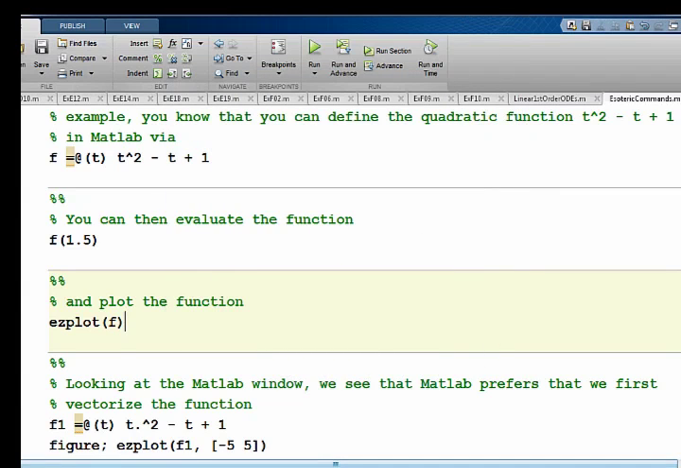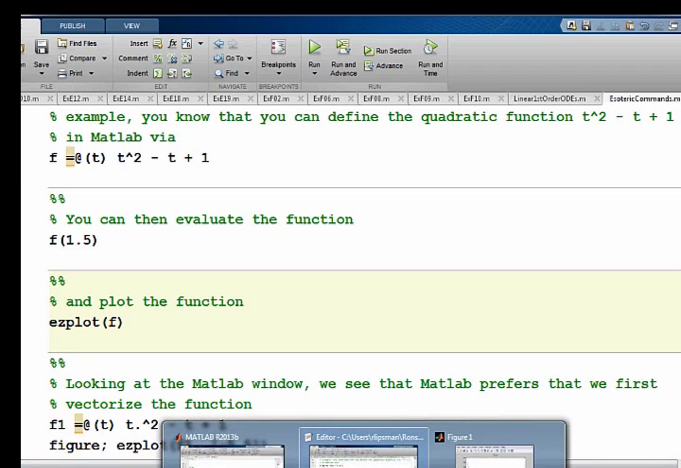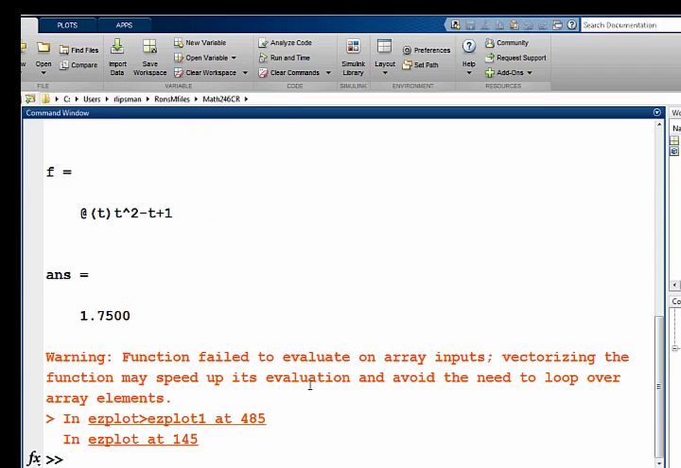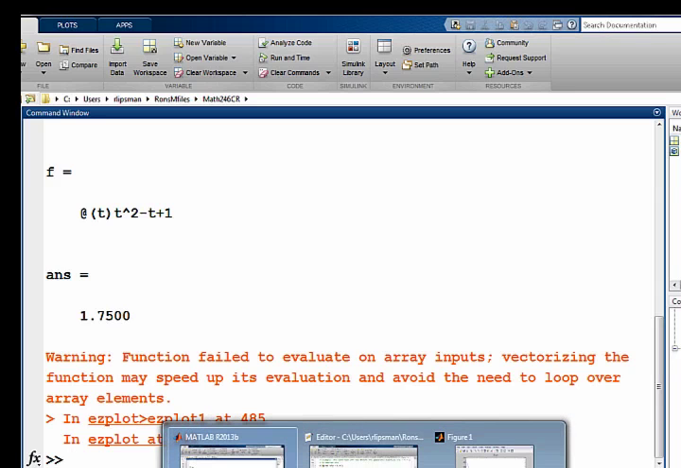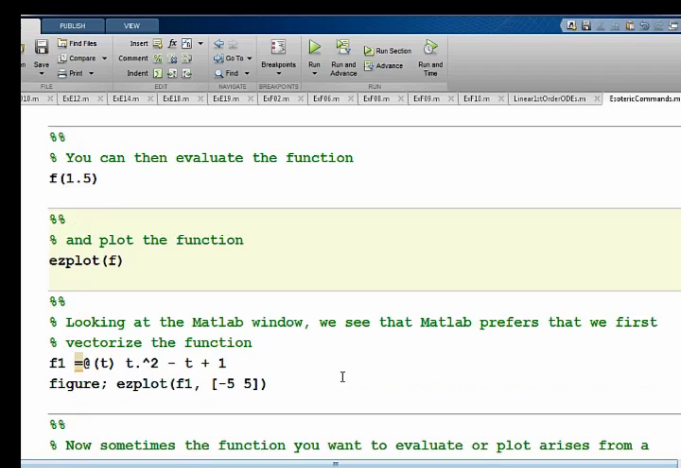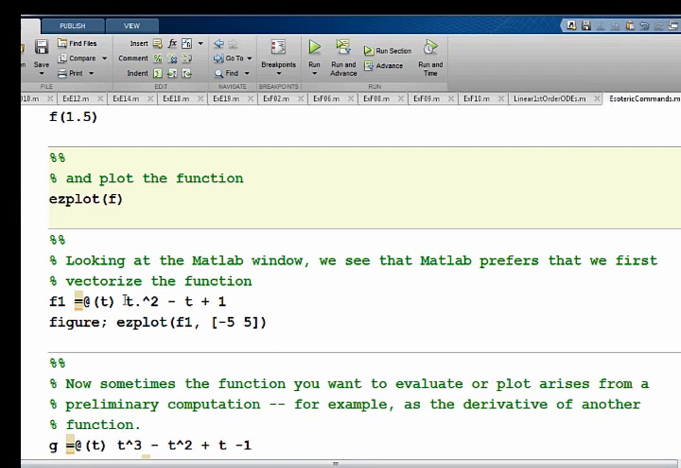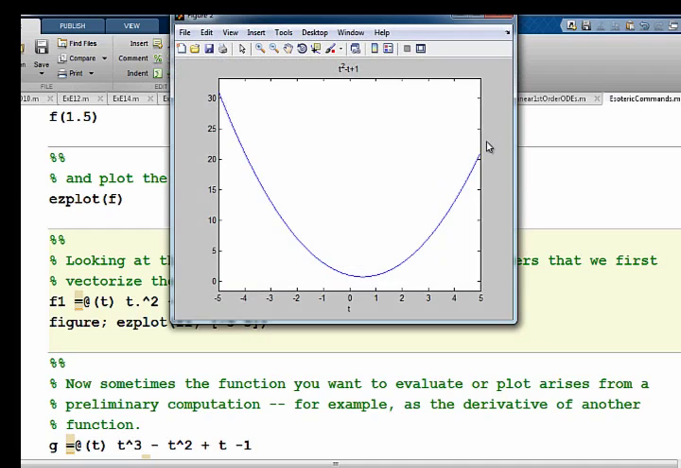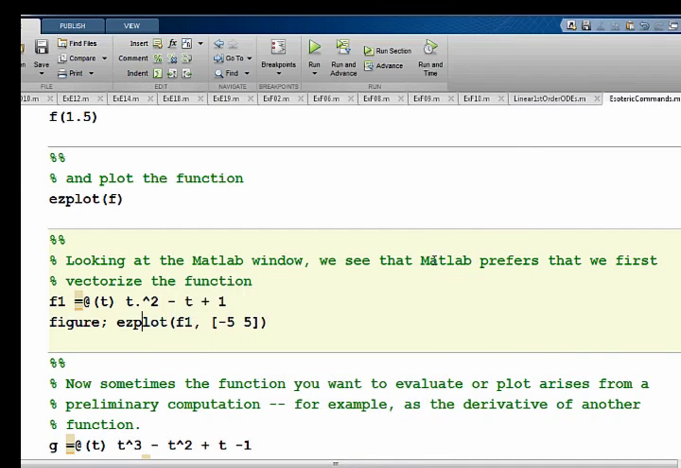Looking at the MATLAB window, let me go back to the MATLAB window. MATLAB would have preferred to run EasyPlot on a vectorized function, so we can also vectorize the function, and I've done that here. So it's the same function, but vectorized, and I EasyPlotted it this time on -5, 5. So there it is again. Okay. Now, here's the point.